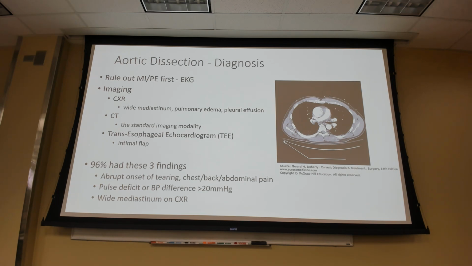And then, like it says, these three findings were very common in patients who had a thoracic aortic dissection. So they got that abrupt onset tearing, ripping chest pain to their back and abdomen. They got a pulse deficit. And typically you'll see it especially in the lower extremities versus the upper extremities. And then the wide mediastinum on chest x-ray.